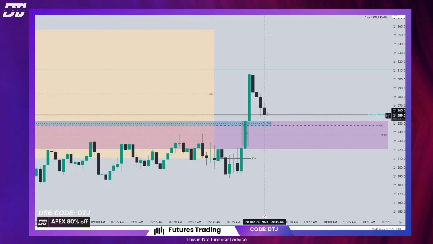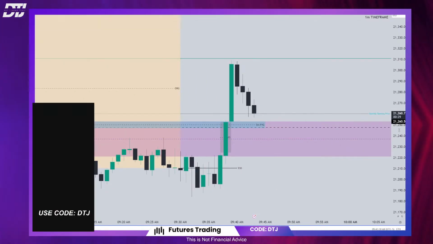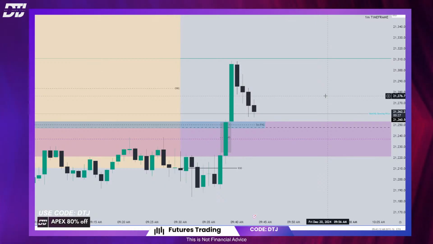But I mean, these are big candles, folks. These are big candles, so be cautious. I feel no urge to take a trade. We're going to try to take a trade, but I feel no urge to take a trade, and that's the best feeling. It really is.